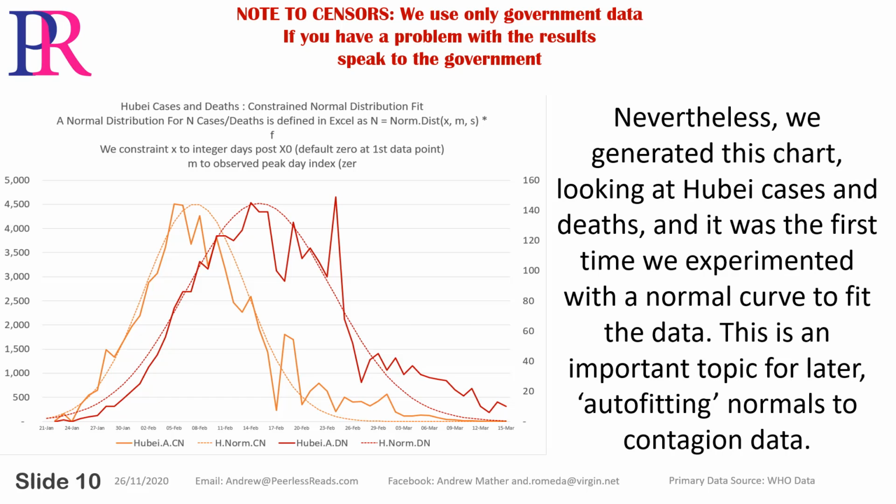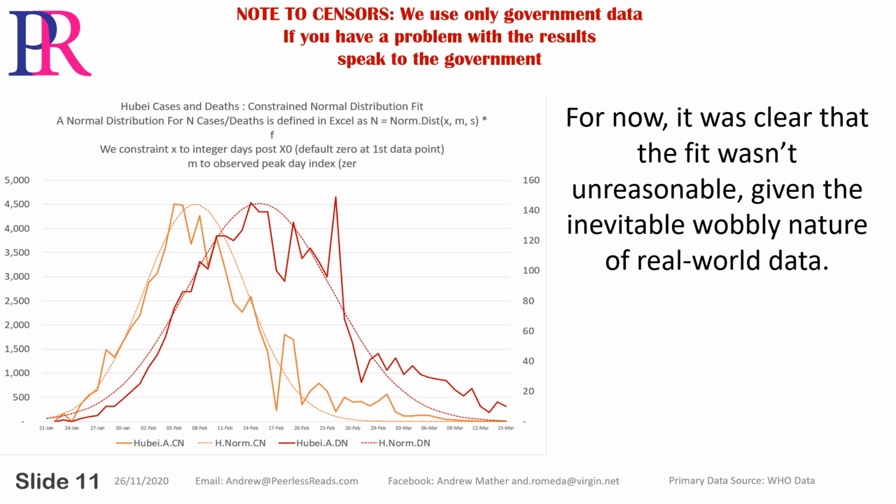Strange. Nevertheless, we generated this chart looking at Hubei cases and deaths, and it was the first time we experimented with a normal curve to fit the data. This is an important topic for later, auto-fitting normals to contagion data. For now it was clear that the fit wasn't unreasonable given the inevitable wobbly nature of real-world data.